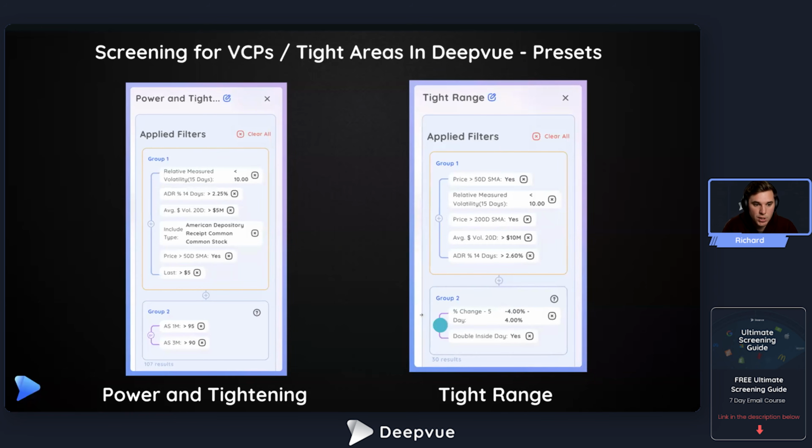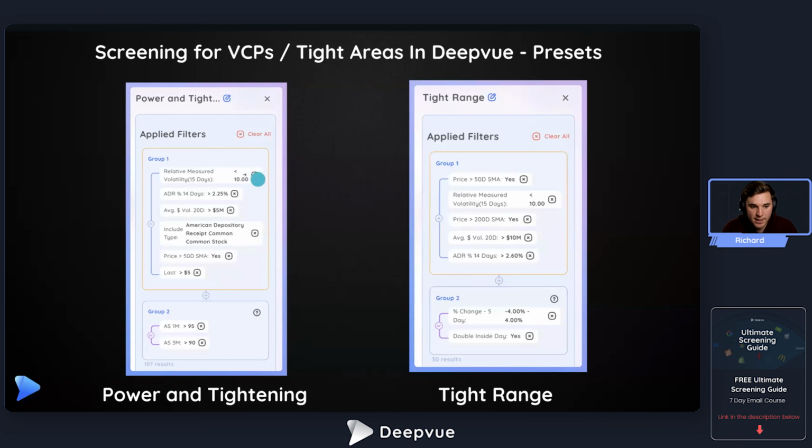So over here, we're showing the power and tightening preset. This looks for stocks that have been trending powerfully. They're in the top percentile in terms of 3-month or 1-month relative strength. And now the RMV is coming down tightly.